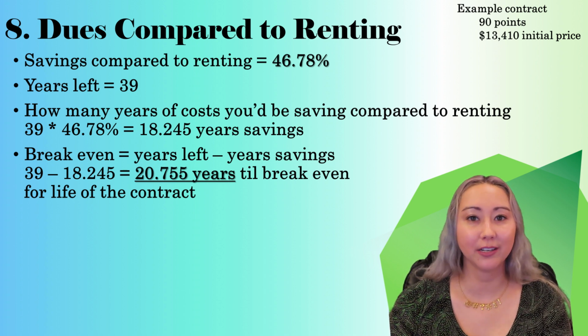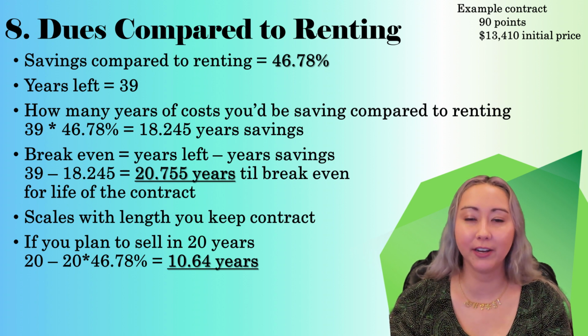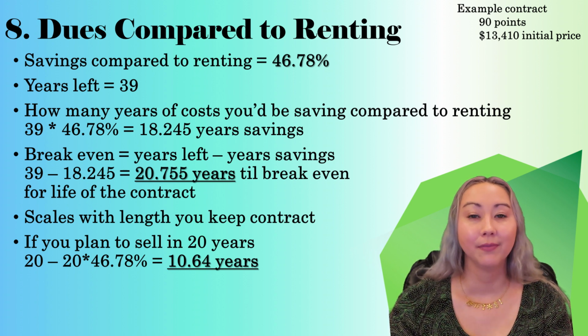Let's say instead of imagining that I will use this contract for the full 39 years, that I'm planning to keep it for 20. Then you can see that the break-even scales because we're multiplying a percentage. Our break-even point would be about 10.5 years into that 20 years we'd imagine keeping the contract. This essentially means that compared to renting, the cost of your Disney Vacation Club contract pays for itself in about 10.5 years, and all the vacations you take after that are a bonus.